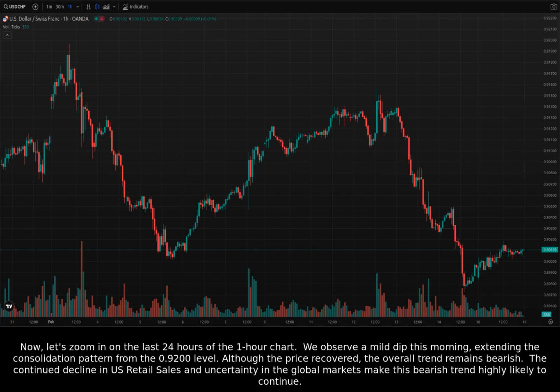Now, let's zoom in on the last 24 hours of the 1-hour chart. We observe a mild dip this morning, extending the consolidation pattern from the 0.9200 level. Although the price recovered, the overall trend remains bearish. The continued decline in U.S. retail sales and uncertainty in the global markets make this bearish trend highly likely to continue.